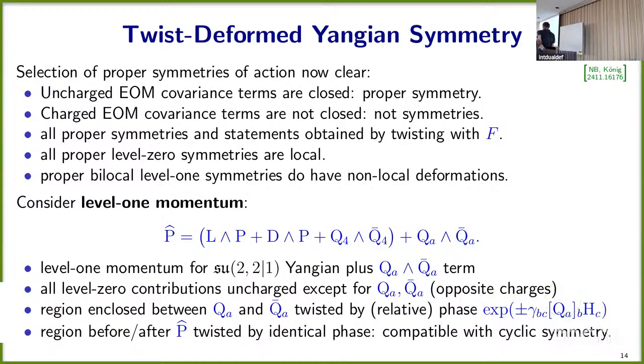And the nice thing is that the region before the pair of charges and the region afterwards have the same twist factor. And that is essential for using it in cyclic combinations, because in cyclic polynomials, the beginning is the same as the end. If you had different factors, it would never work. But if you have the same factor, it works. And that's why you have to restrict to the SU(2,2|1) uncharged generators, even for level 1. So that's something you need for compatibility with symmetry.